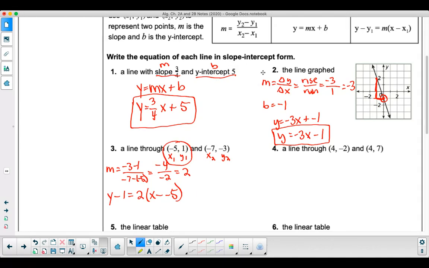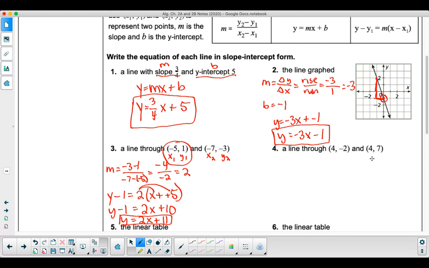Now we want these in slope-intercept form. So what I have to do now is distribute the 2 here. And this minus negative 5 is really plus 5. So it's going to be plus 10. And then add 1 to both sides. So y equals 2x plus 11. So that is my slope-intercept form.